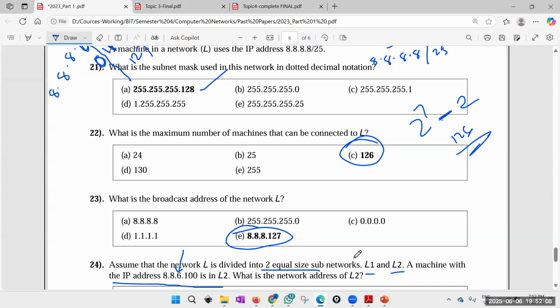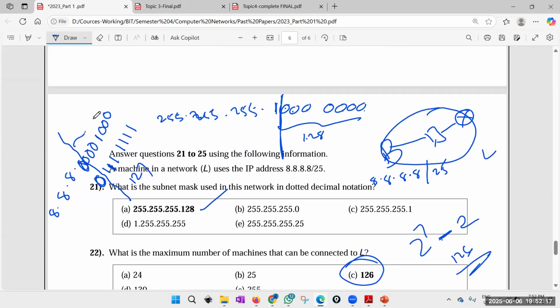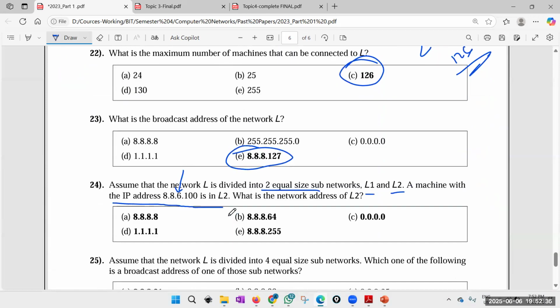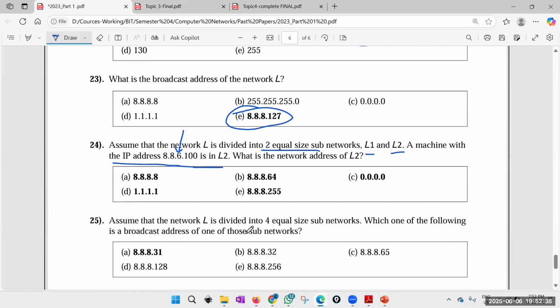What is the network address of L2? Now remember we have 7 bits to play around with because we have /25, but that is if you are going to create one network. Now they have decided to break it into two networks, so you need to borrow 1 bit. That is why I said 8.8.8, not 8.8.6. You can see they have fixed the issue in the answer. It must be 8.8.8. I think the examiner has given marks to all the students.